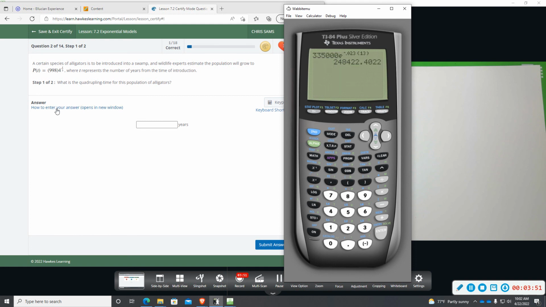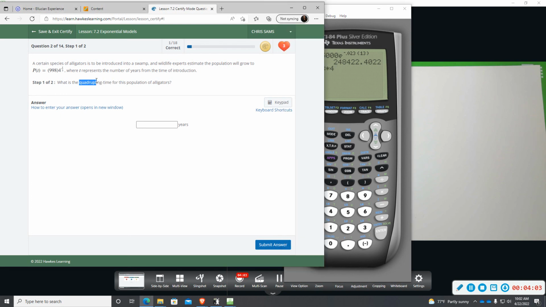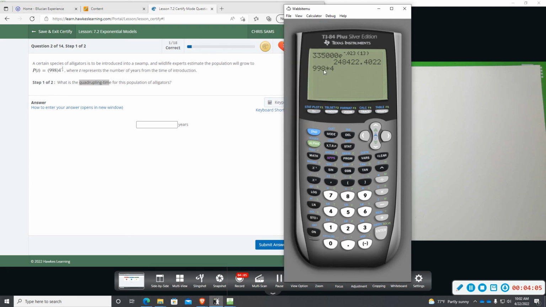Second quit. I'm going to do 998 times 4. Why am I doing times 4? Because we want to know quadrupling. Quadruple means 4 times, so we're going to multiply the starting amount times 4.